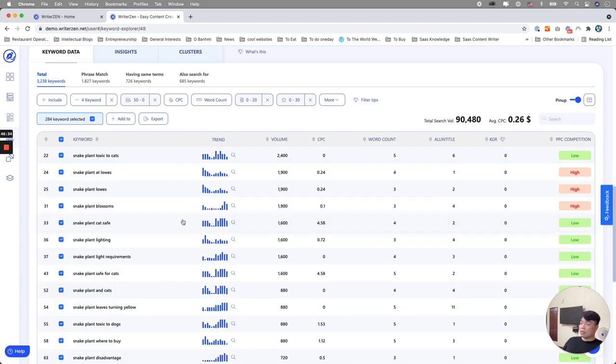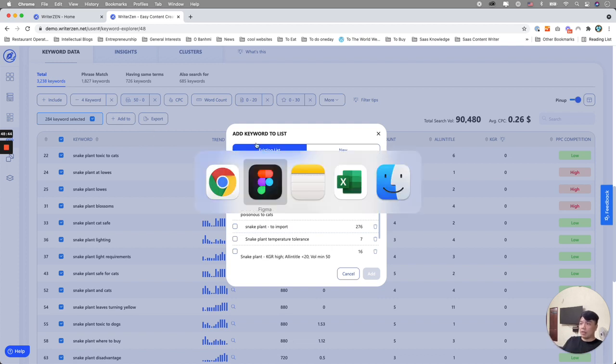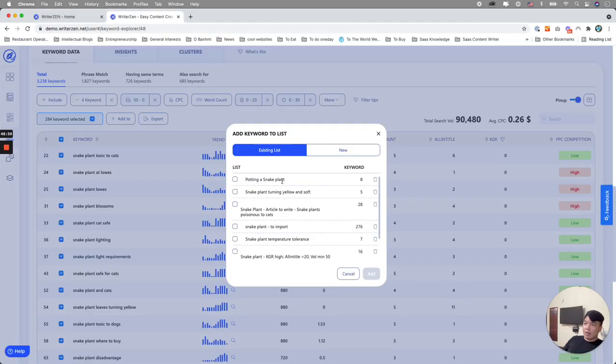All right. So once you're done with that, you save this to a list. And this is essentially the list of keywords that you want to develop on your subtopic here. Snake plant, right? Because now you don't look for more subtopics in terms of knowledge, but you look for keywords that will bring you the conversion. So then you go into the subtopic, and now you will save them into snake plant.